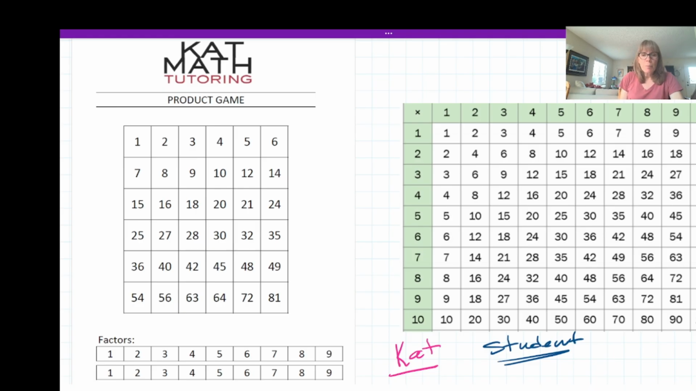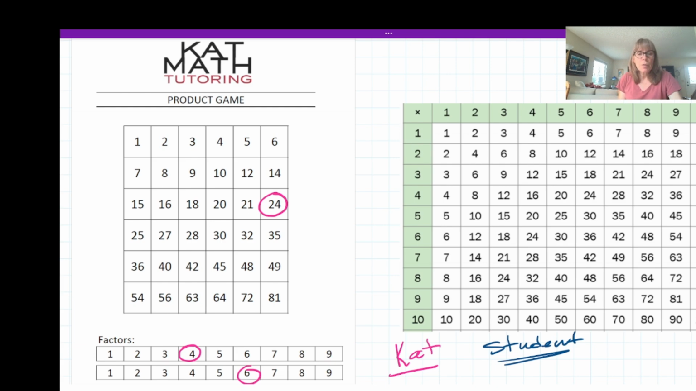For example, how you play the game: let's say I'm going first. The first person can choose whatever 2 factors they want to multiply together to get a product on the product board. Say I choose 4 times 6, that's 24. So I'll circle 24. That's my first number. I'm trying to get 3 in a row. Now it's my student's turn.